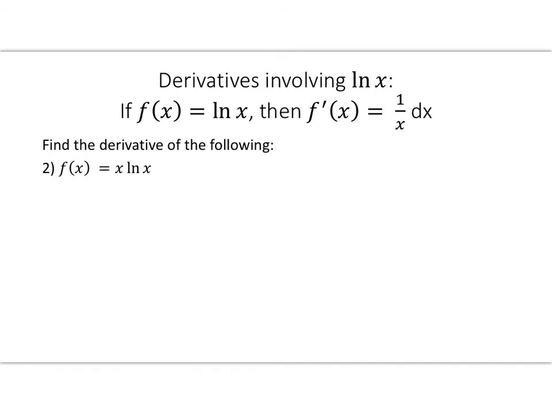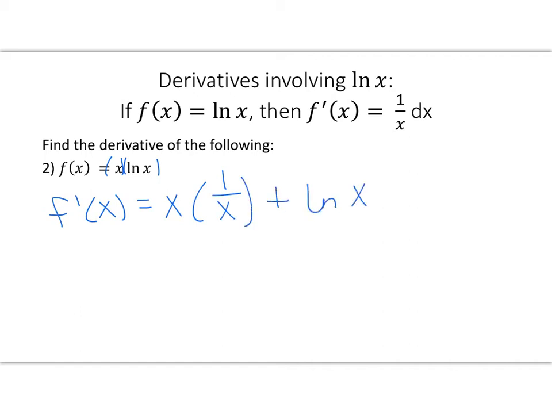We can also use our product rule, our quotient rule, any of our rules when we're dealing with derivatives involving a natural log. So here we have f of x equals x times the natural log of x. This is a product rule because I have x times natural log of x. So my derivative, f prime of x, equals the first times the derivative of the second. The derivative of natural log of x is 1 over x, plus the second, natural log of x, times the derivative of the first. The derivative of x is just 1. So x times 1 over x is 1. Natural log of x times 1 is natural log of x. So this derivative is just 1 plus the natural log of x.